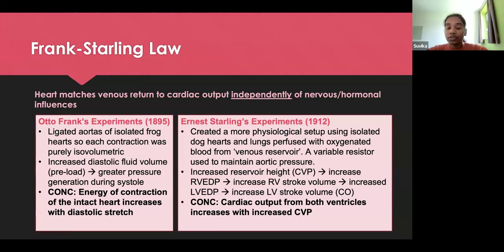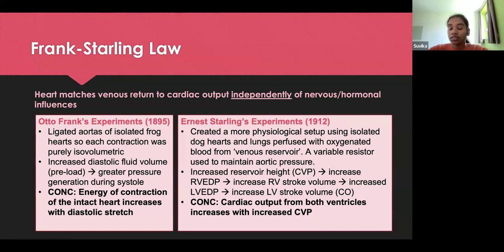And so when you increased the reservoir height in the venous system, that's your central venous pressure, this led to an increase in the right ventricular end diastolic pressure, okay? And this led to an increase in the right ventricle stroke volume, the amount of blood that the right ventricle was pumping out to the lungs.